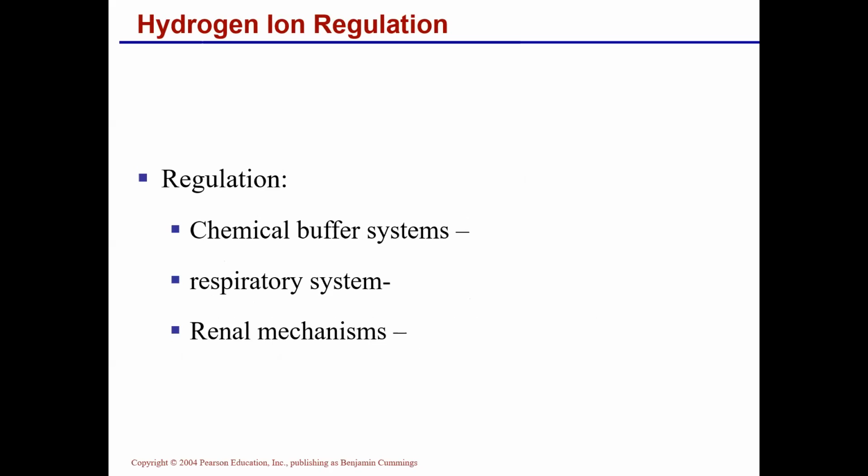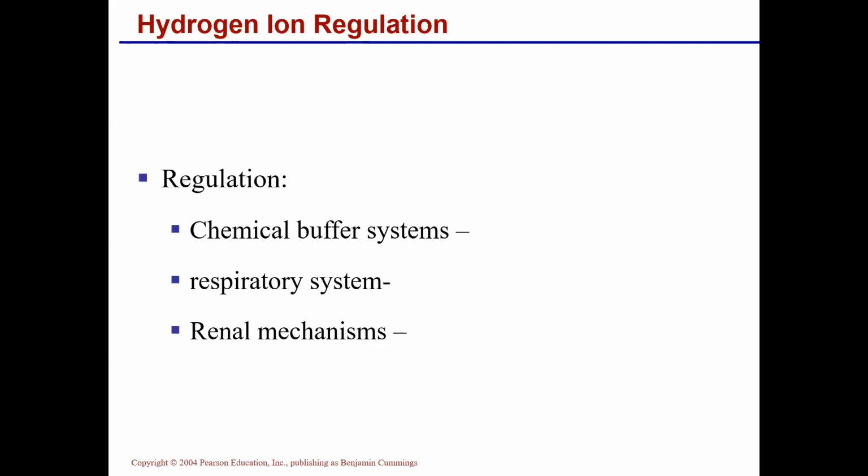So to regulate blood pH, there are three big arms of regulation in terms of mechanisms. The first one is called chemical buffer systems. The second one is the respiratory system, which can be used to regulate blood pH. And the third one is the urinary system, which can be used to regulate blood pH. So we'll go over each arm.